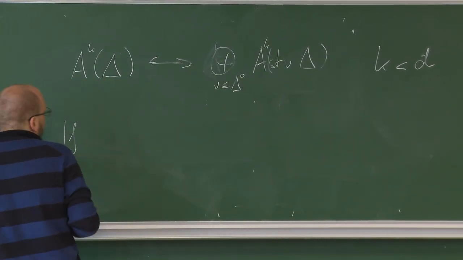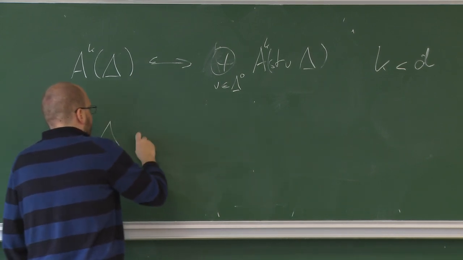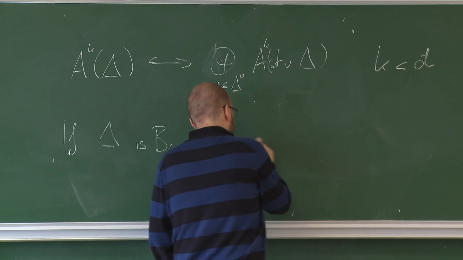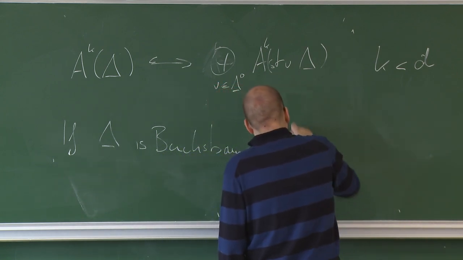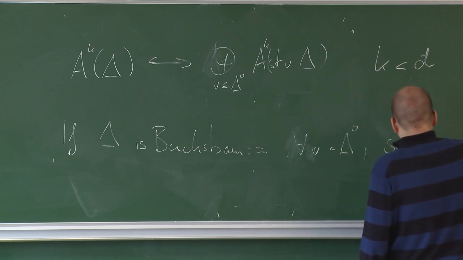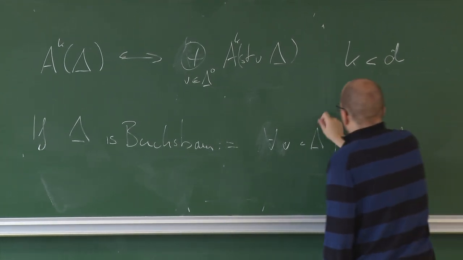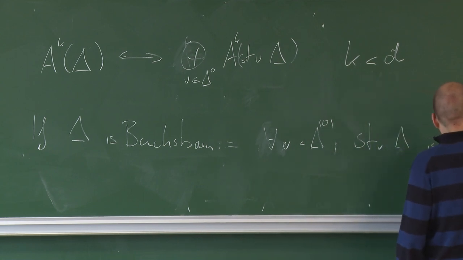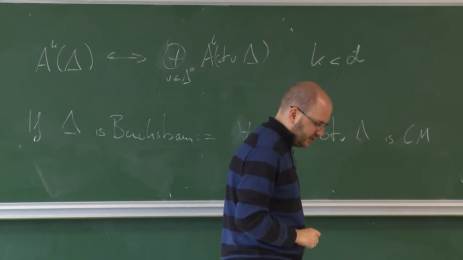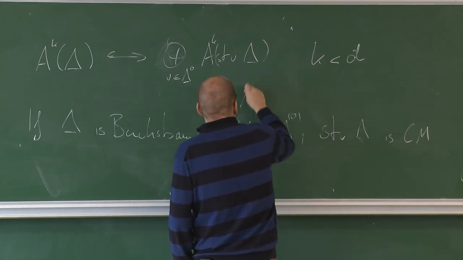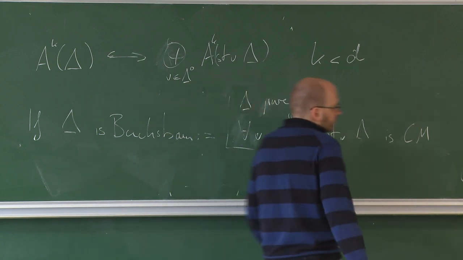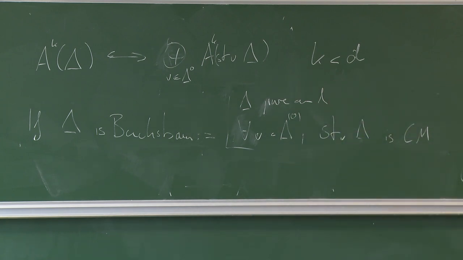And now let me state the more general version. So if delta is Buchsbaum, and this is just saying that for all vertices in delta, the star of the vertex is Cohen-Macaulay. Maybe we do not need purity; if it's disconnected, it is okay. So then delta is pure, and for all vertices in delta, the star of the vertex is Cohen-Macaulay.